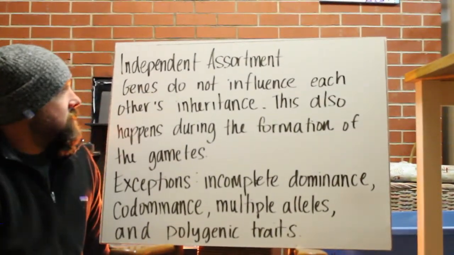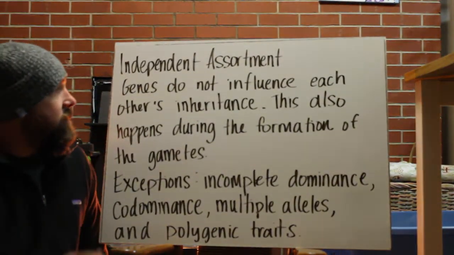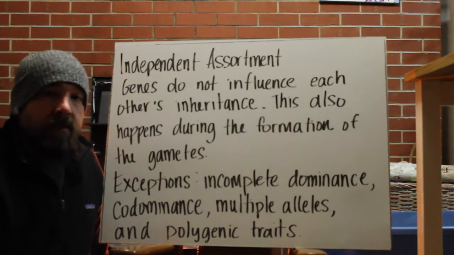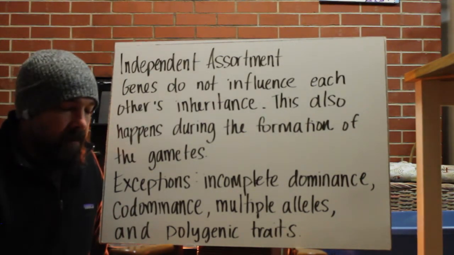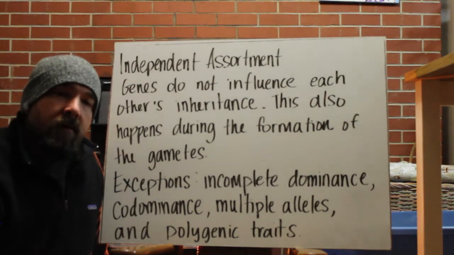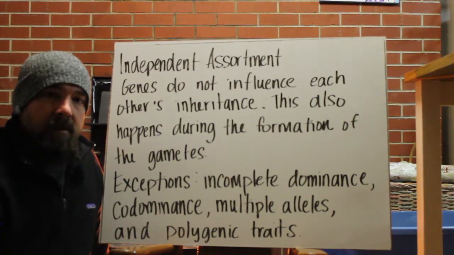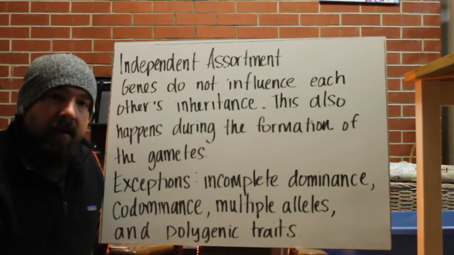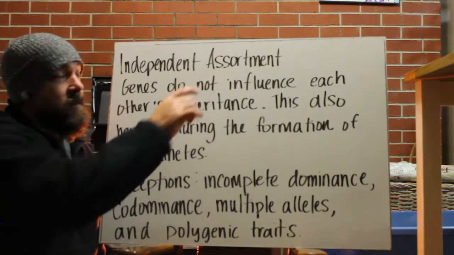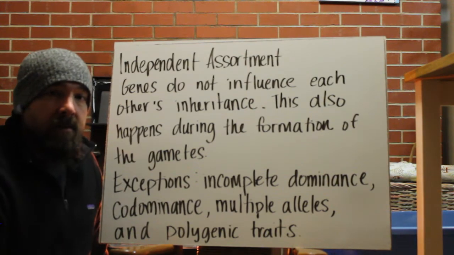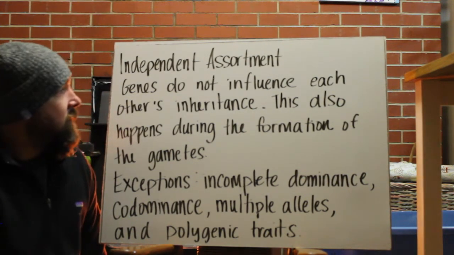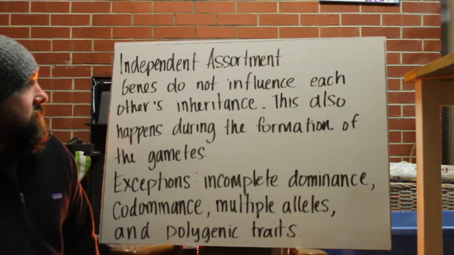Independent assortment. Also, Mendel found out that these genes do not influence each other when they're passed on to the next generation. So you can have a tall plant with yellow seeds and a short plant with green seeds, but the color independently assorts from the height. So you can have all different variations of those traits.